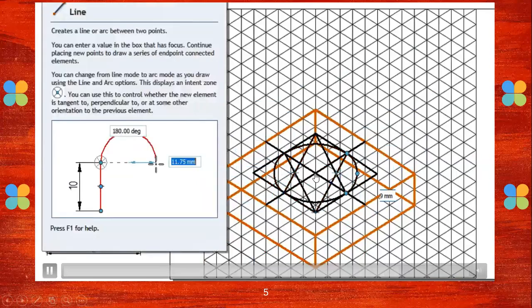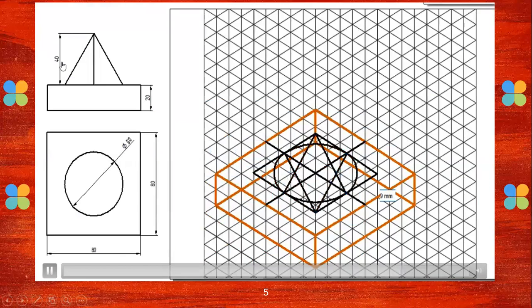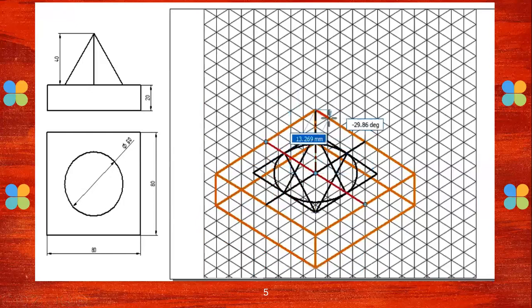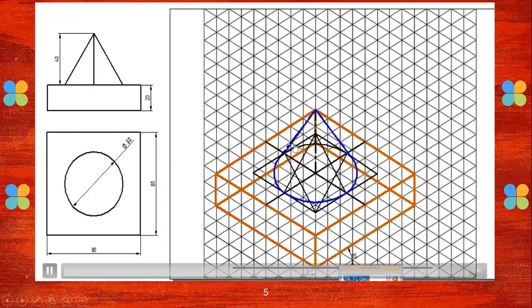From this point, go up by 40 mm. So from here, measure 4 boxes: 1, 2, 3, 4. Then join to the ellipse tangentially. Then make it a visible line. All other lines will be projection lines. This is the completion of the problem.